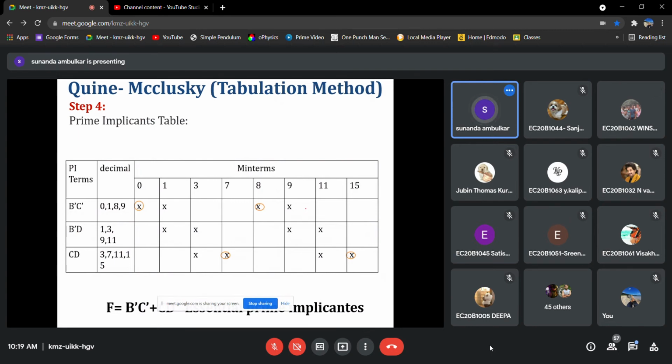Any doubt? Ma'am, if there is only one min term which is not part of another prime implicant, then that prime implicant will be an essential prime implicant, right? Yes, yes. One itself is enough.